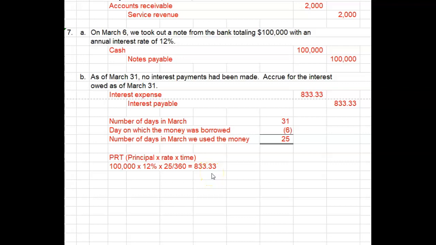$833.33. So that's all for this video. When we come back, we'll do some more practice of writing journal entries and preparing adjusting journal entries.